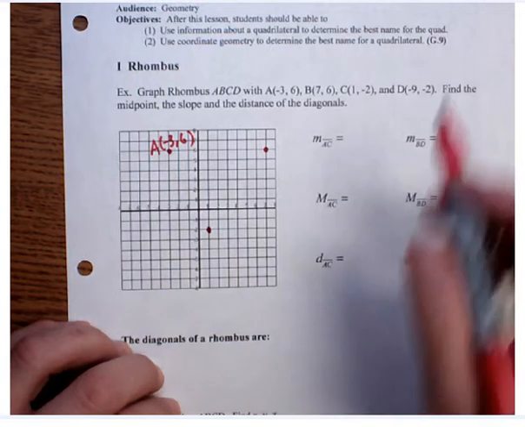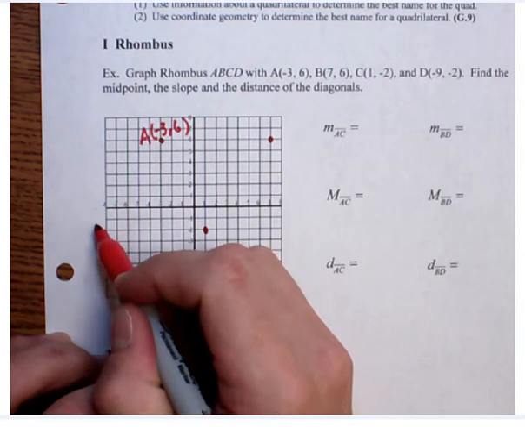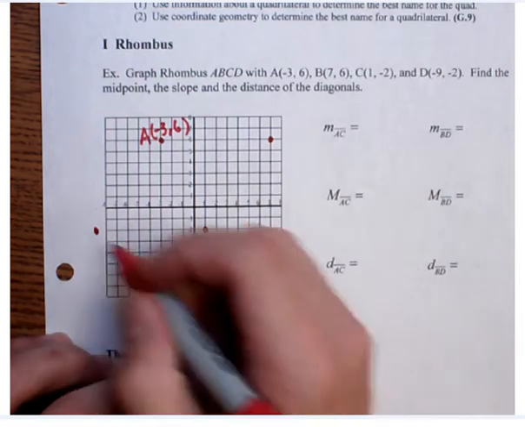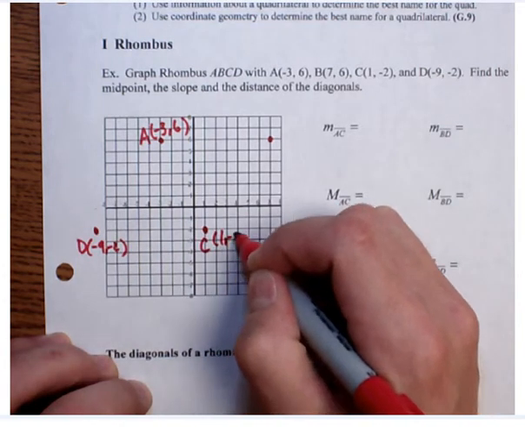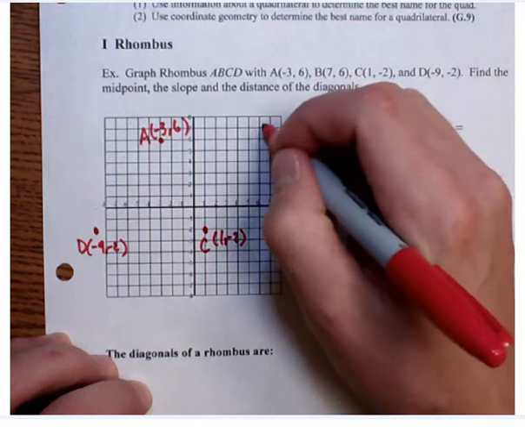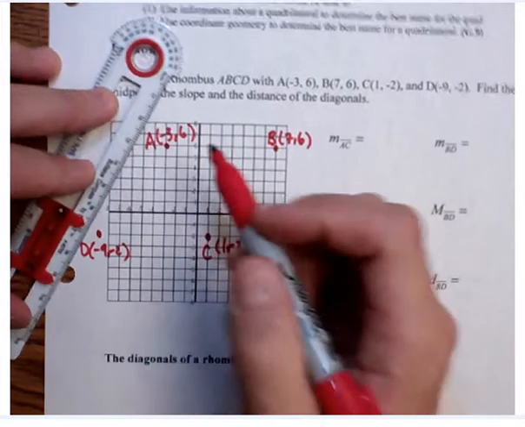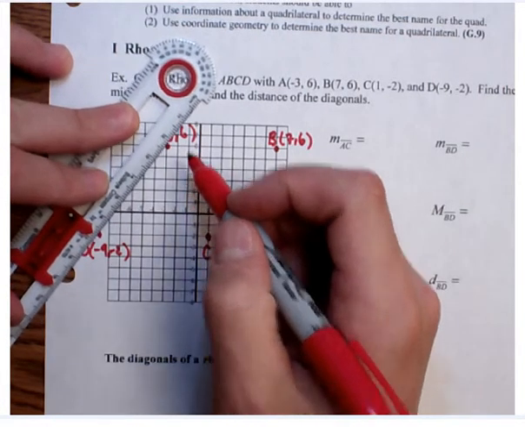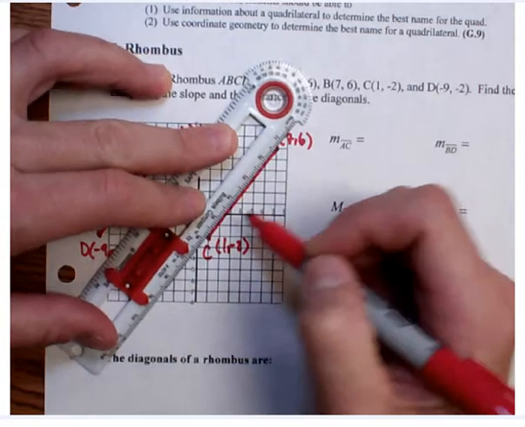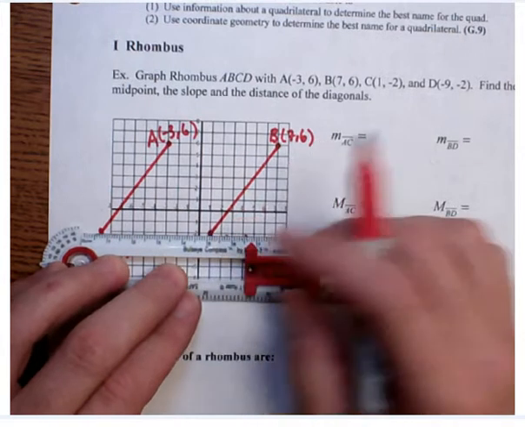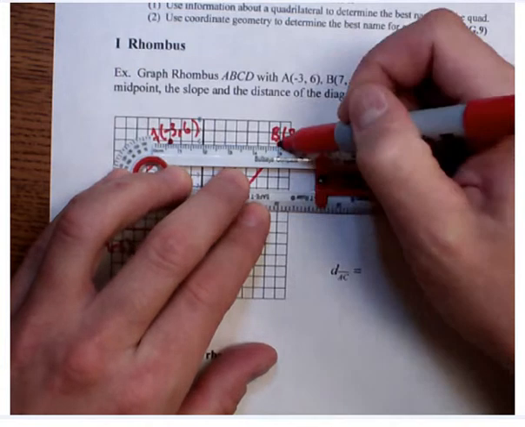All right, now for -9 we have to actually extend our graph a little bit. -9, -2 will approximate right about there. Okay, so D was -9, -2. C was 1, -2. And B was 7, 6. Now I'm going to use a straight edge here to connect this. Okay, so we connect all 4 points. And what you get is a rhombus.